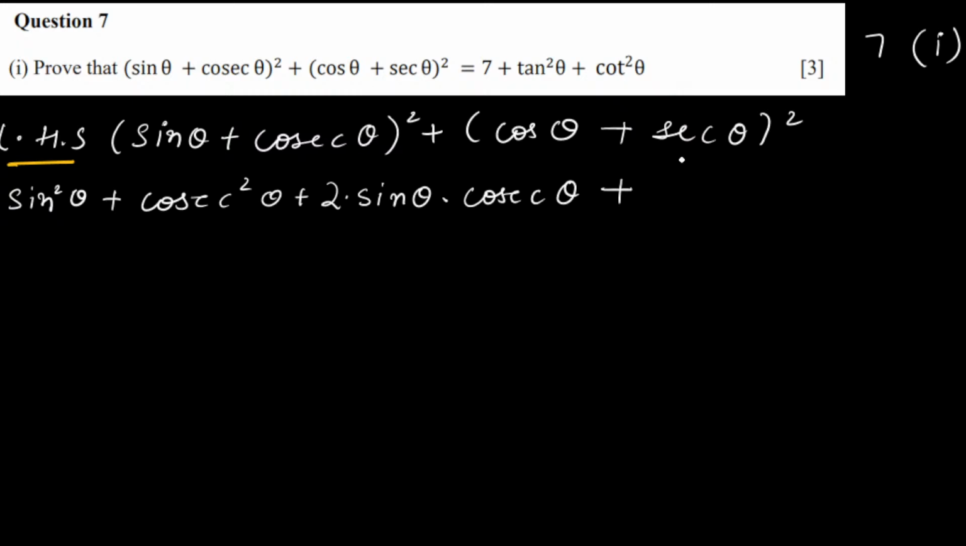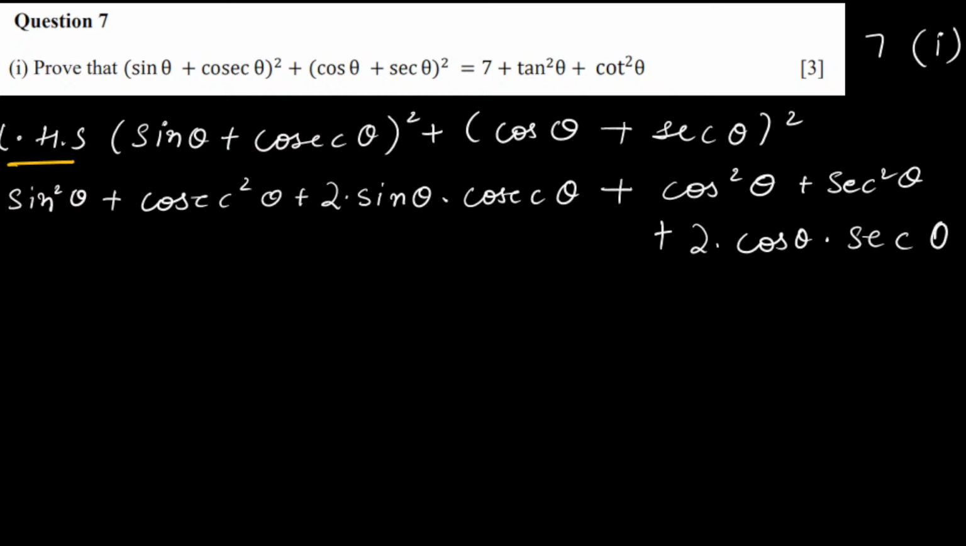Cos plus secant theta is a whole square. So this is cos square theta plus secant square theta plus 2 into cos theta into secant theta. Both the brackets, I applied the (a plus b) whole square identity. Here itself I'll write a plus b whole square equals a square plus b square plus 2ab. In the first one a is sine, b is cosecant. In the second one a is cos, b is secant.